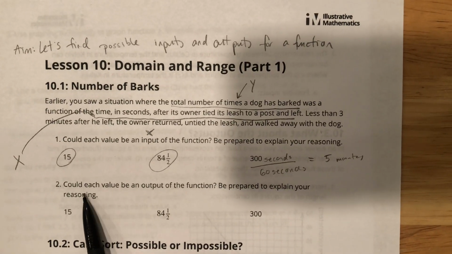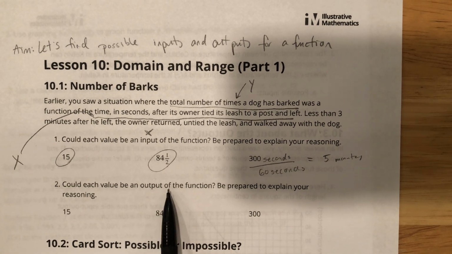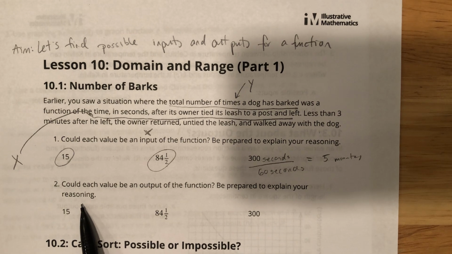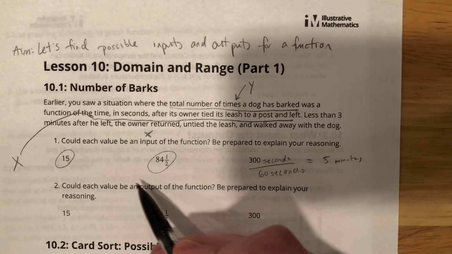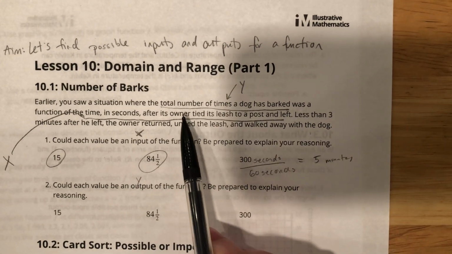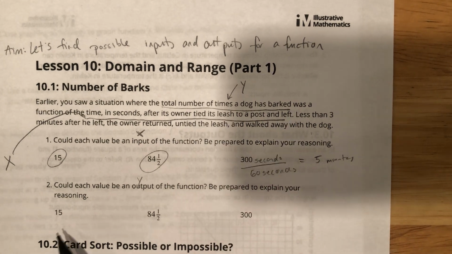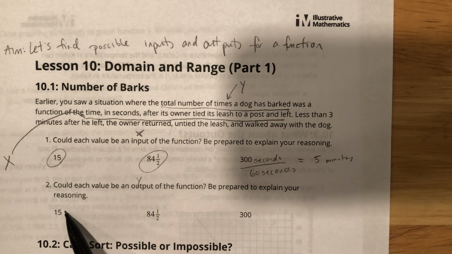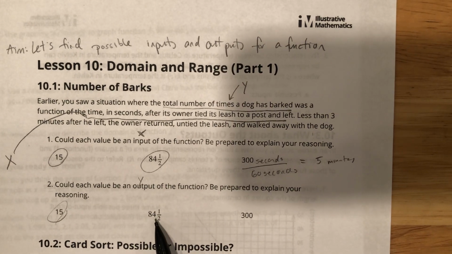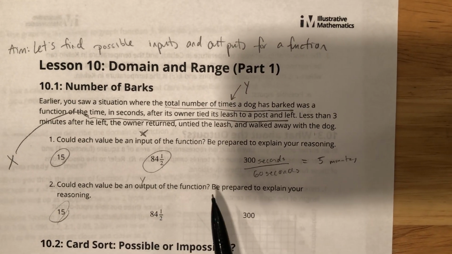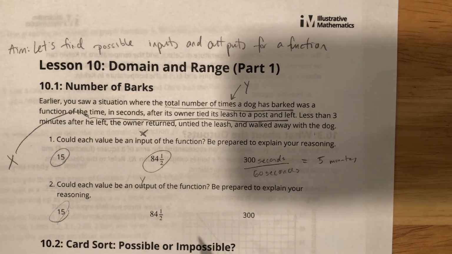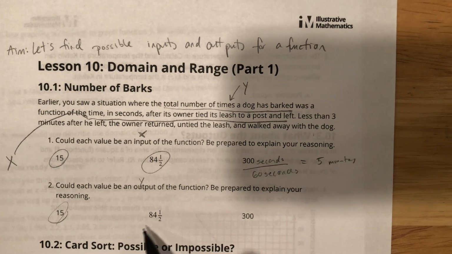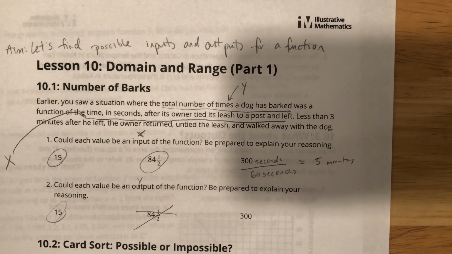All right, 2. Could each value be an output of the function? Be prepared to explain your reasoning. Well, the output is y, and that's the total number of times a dog barked. 15 times, sure, I can see a dog barking 15 times. Dogs love to bark. 84.5 times, well, you either bark or you don't bark. There's no in between. So having a fraction as a number of times a dog barked doesn't make any sense. So I'm going to say no.